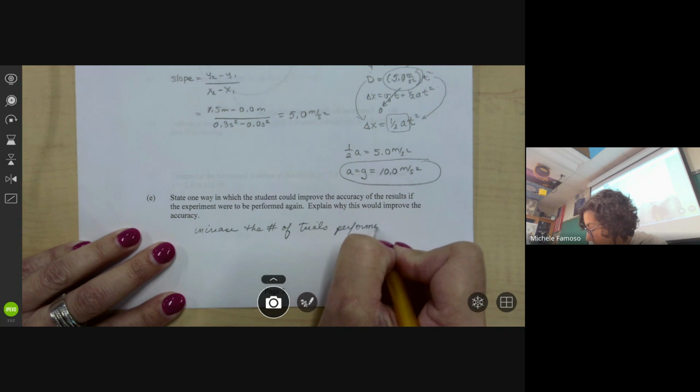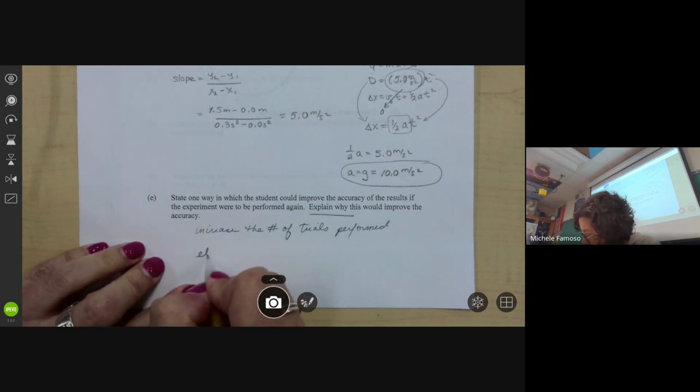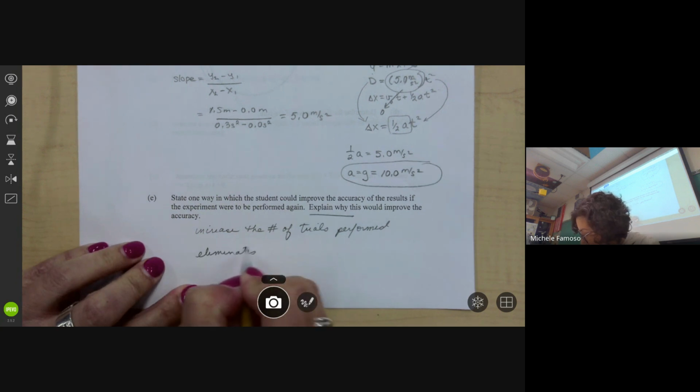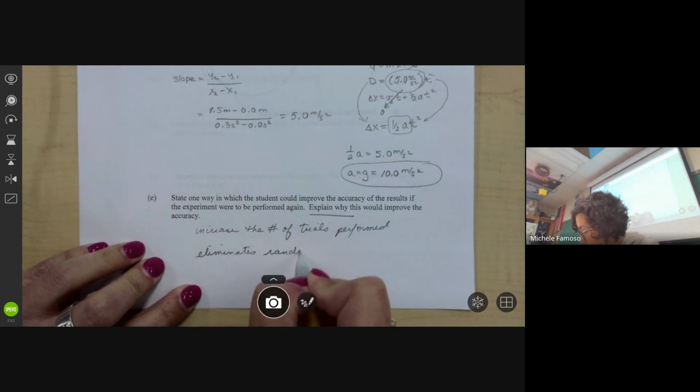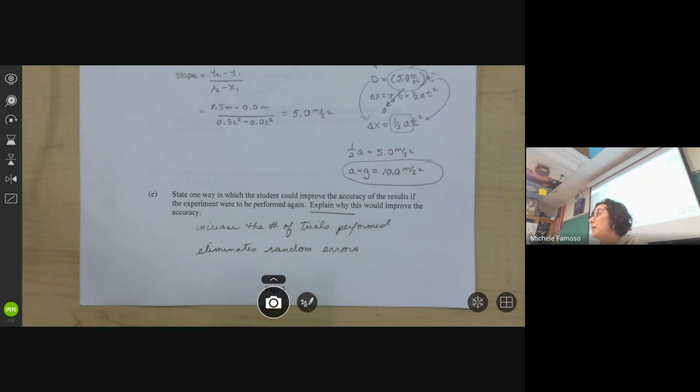Because why? Notice it then says, explain why. Why do we want you to increase the number of trials that you perform? What does that do? Maddie? That's right. This eliminates random errors. That's it. That's all you have to say. Just increase the number of trials performed to eliminate random error.